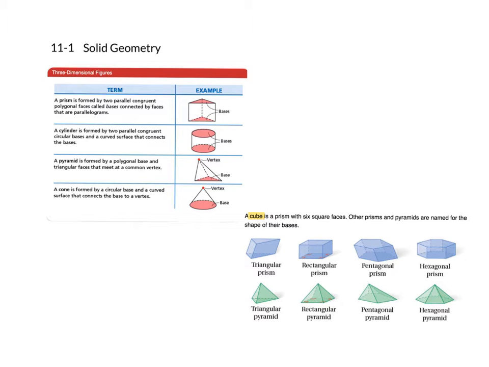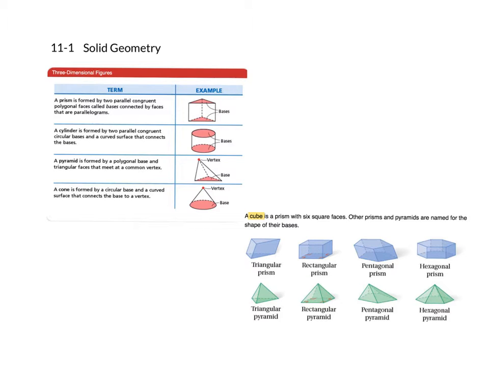This is 11-1 solid geometry. With solid geometry, we're talking about prisms and pyramids. Prisms have two parallel bases.